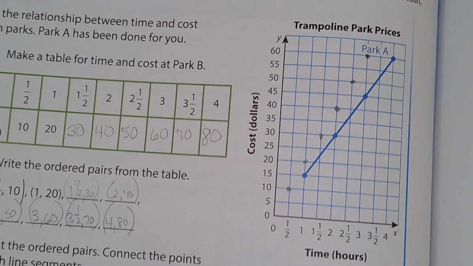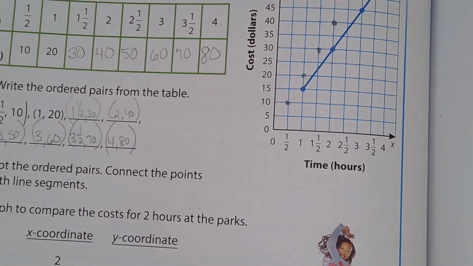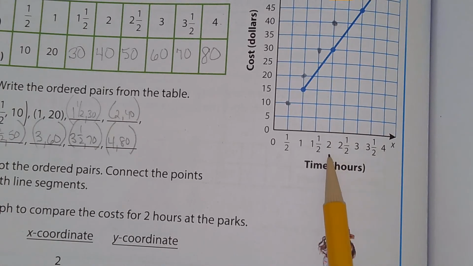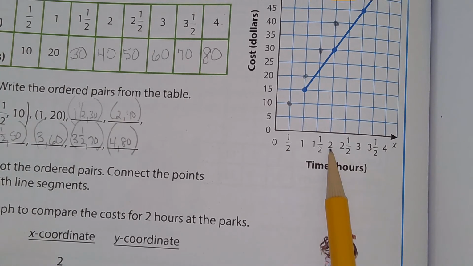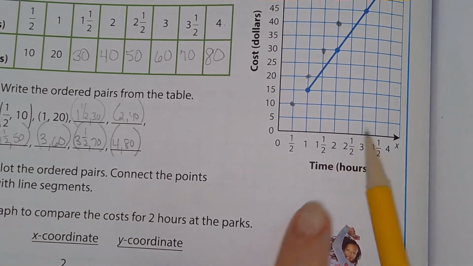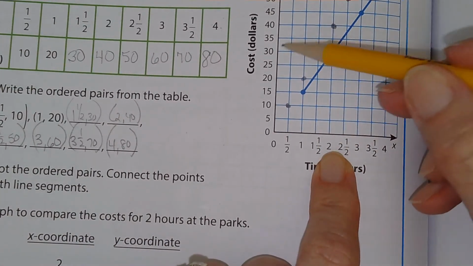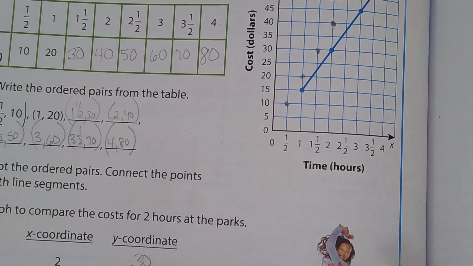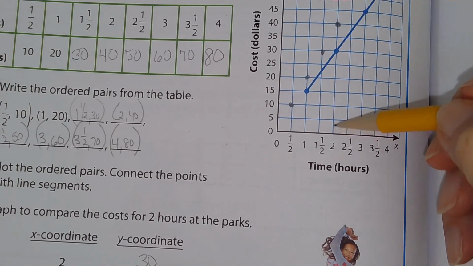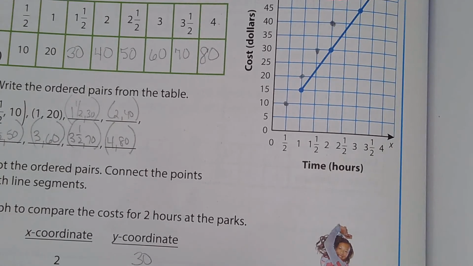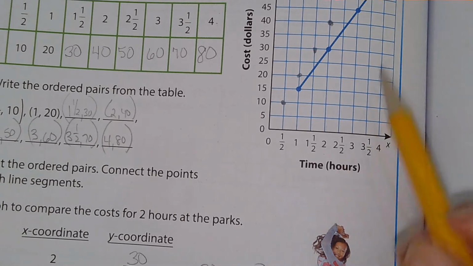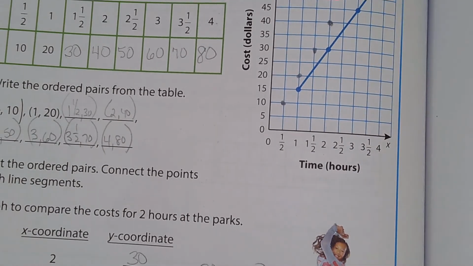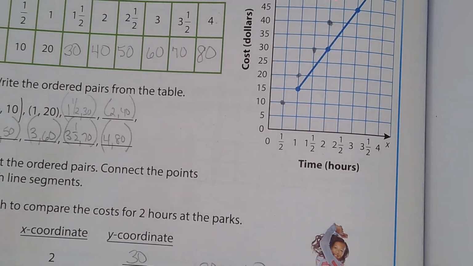Okay, so let's look at use a graph to compare the cost for 2 hours. So let's take the 2, and if our x for park A, our x coordinate is 2, what is your y coordinate? So park A is the one they did for us. So let's follow it up here, and that is 30. Okay, and for park B, we're going to follow it up, and that's 40. And 30 is less than 40. So they should choose park A because it's cheaper. It's only going to be $30 a person.